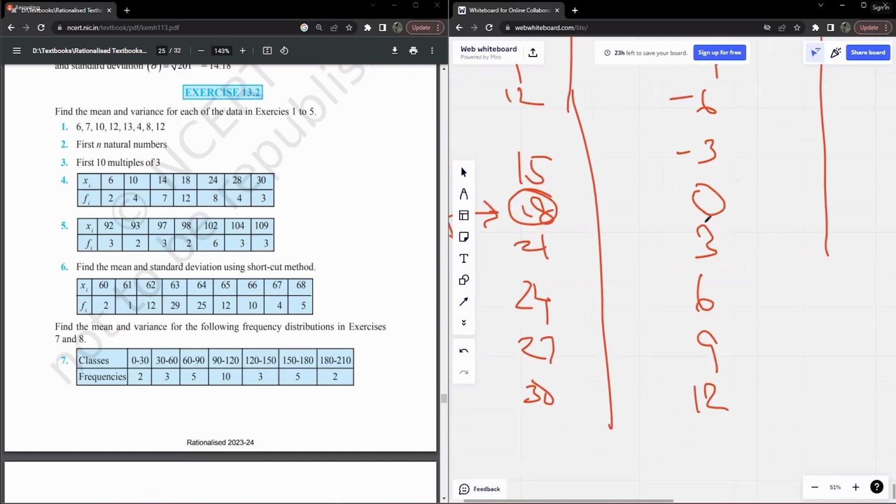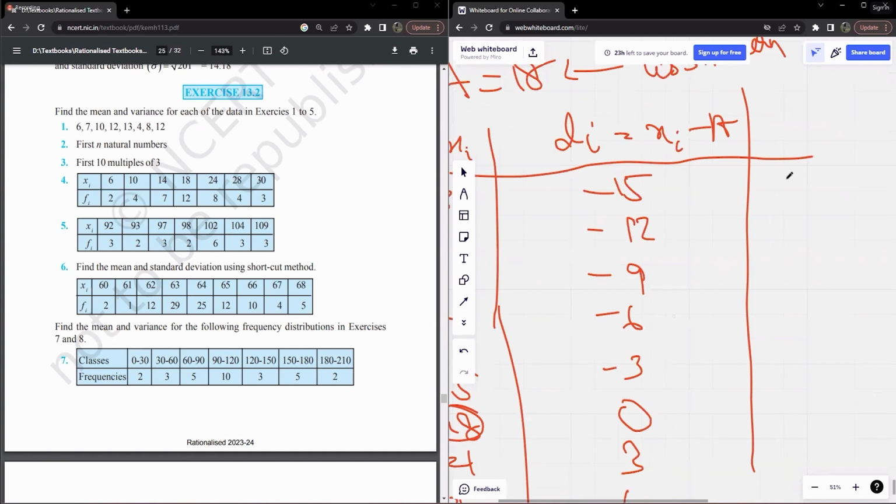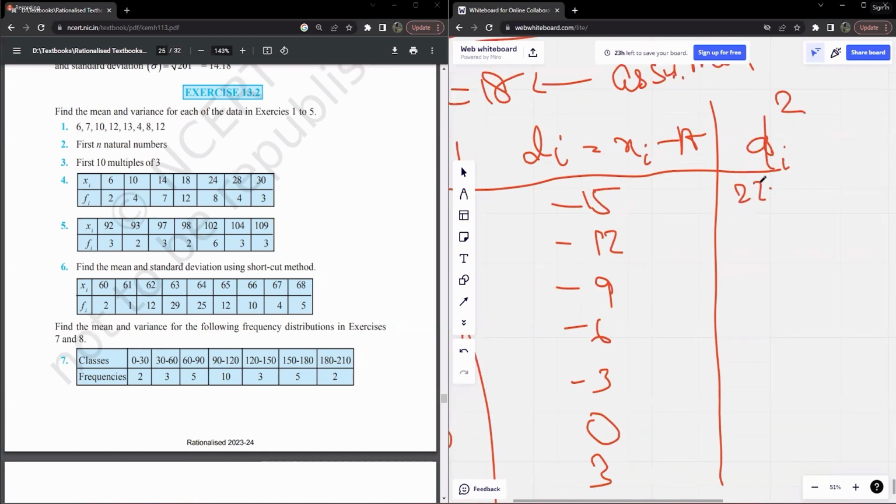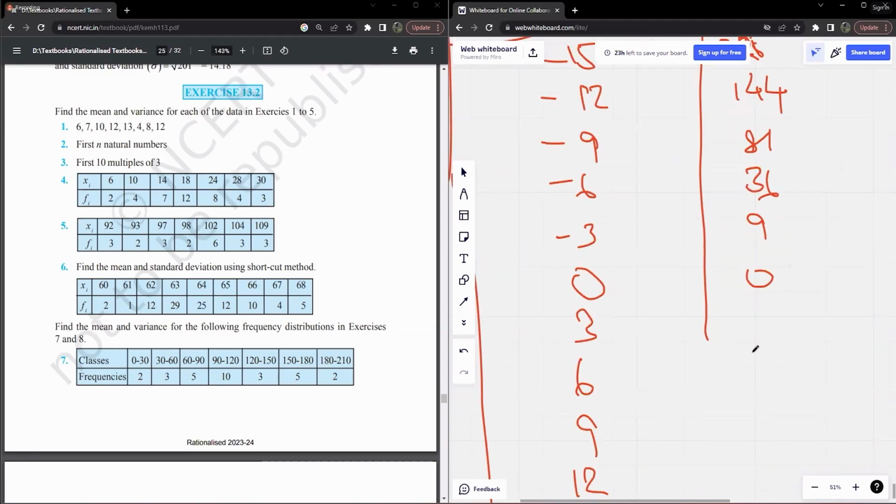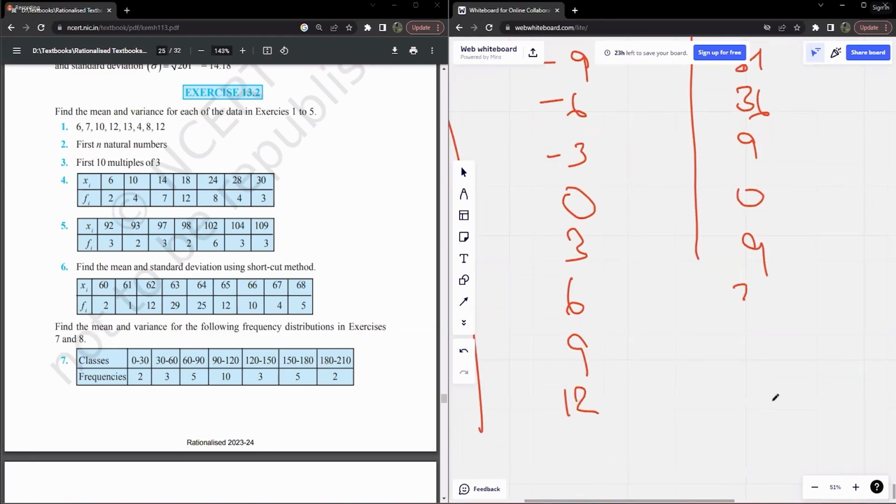So finally, you have di the whole square is going to then be 225, right? 225. Then this is going to be 144. This is 81. This is 36. This is 9. This is 0. And then again, this is 9. This is 36. This is 81. And this is 144.